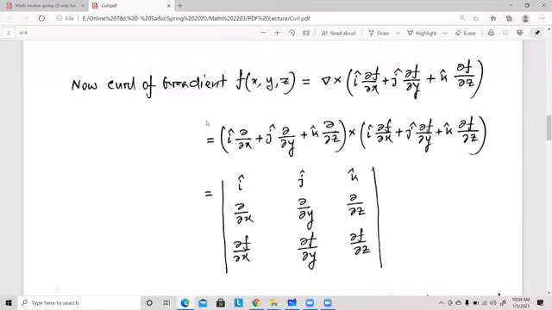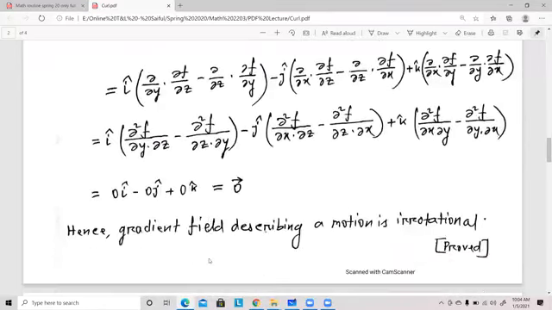So we got curl of gradient field is 0. So we can draw the conclusion that gradient field describing a motion is irrotational.